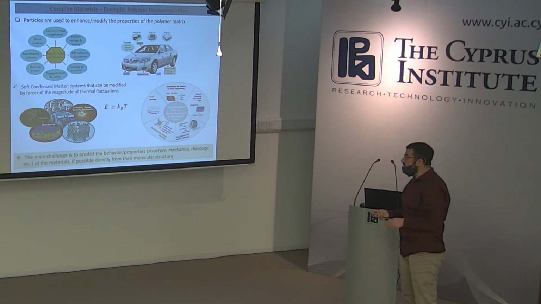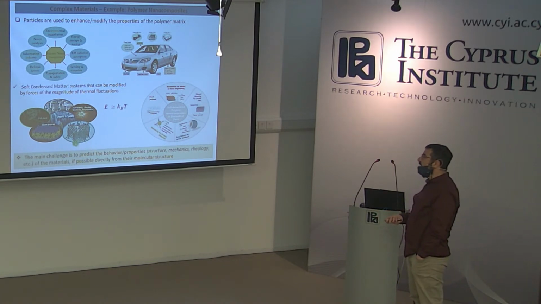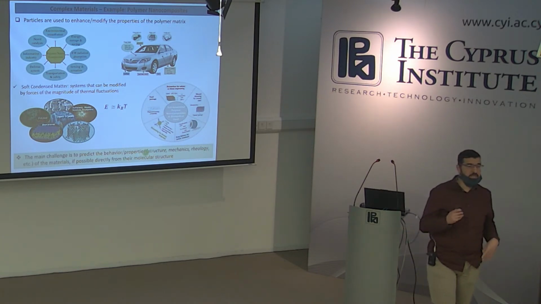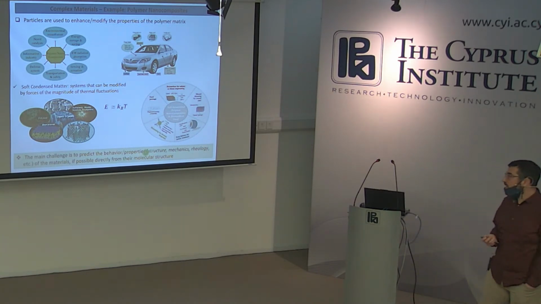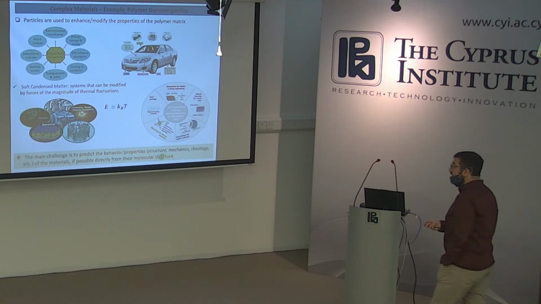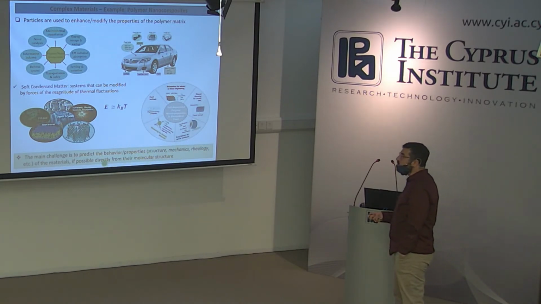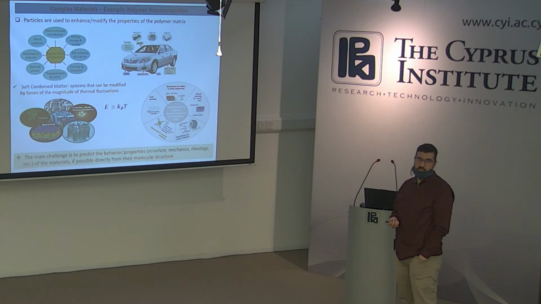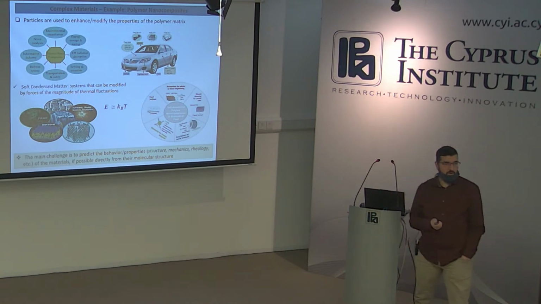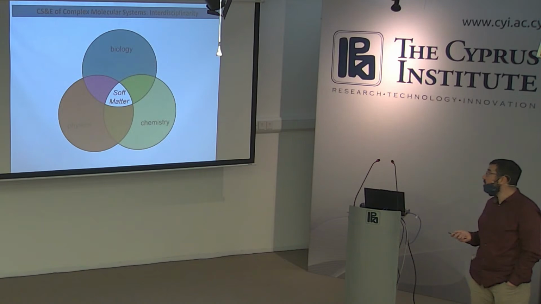So in all these cases, the main challenge, let's say, is, if possible, to predict the behavior and the properties directly from the molecular structure. So if we had, let's say, the perfect method, then we would like to, starting from the atomic or the molecular structure, predict their macroscopic behavior. And that's the main goal of what we're doing, at least, of what we are trying to do.